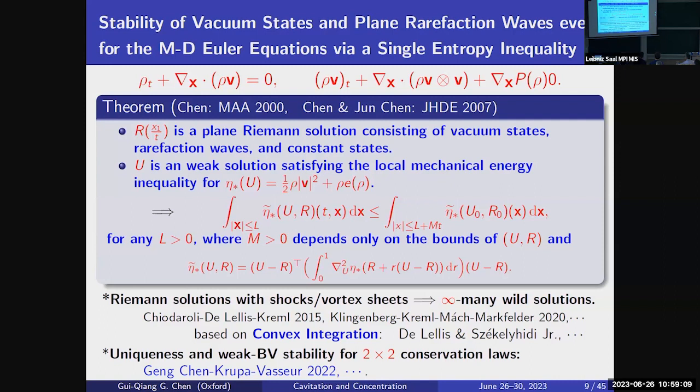Another thing I want to mention: listening to Chen, King, Cheng and Sam, at least they have uniqueness with stability, right, a solution. As long as they have a strong trace, you can get the uniqueness away from vacuum. So it makes us think.